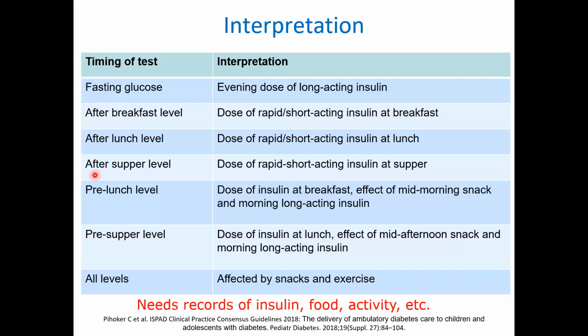If, for example, let's look at the pre-supper level, there's a trend, more than 50% are high, then you need to ask yourself, is it because the dose of insulin at lunchtime is not adequate? Or what snack are they taking in the afternoon? And could that be the reason why they're having high sugars just before dinner? Or is it the effect of the long-acting insulin that's being given in the morning? This applies for a patient who is on NPH in the morning and in the evening.